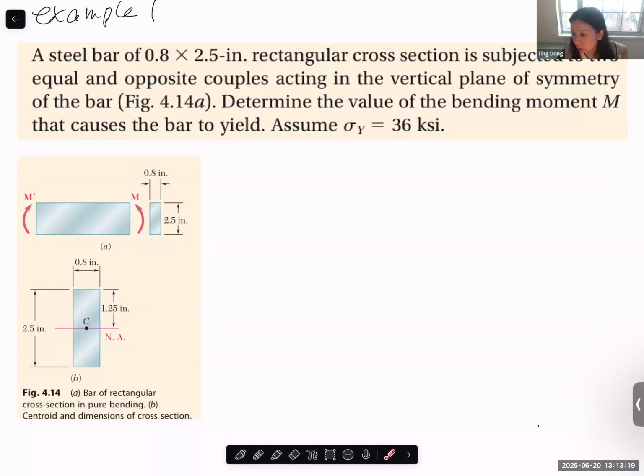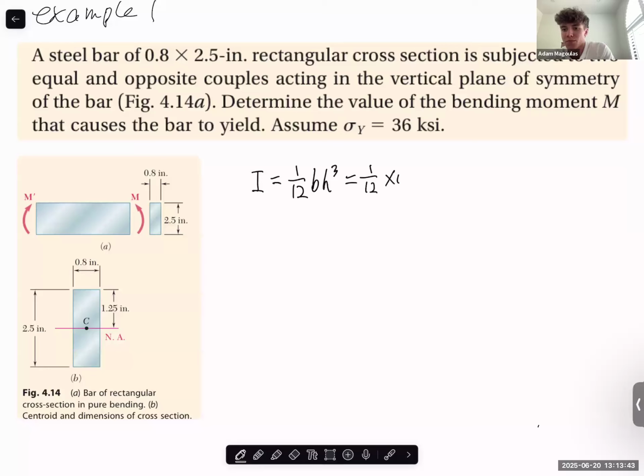It is the same as the previous question. Normal stress equals Mc over I. How to calculate I for this one? What is the b? What is the h? Is b 0.8 inches? And then h is 2.5. So this is the moment of inertia.